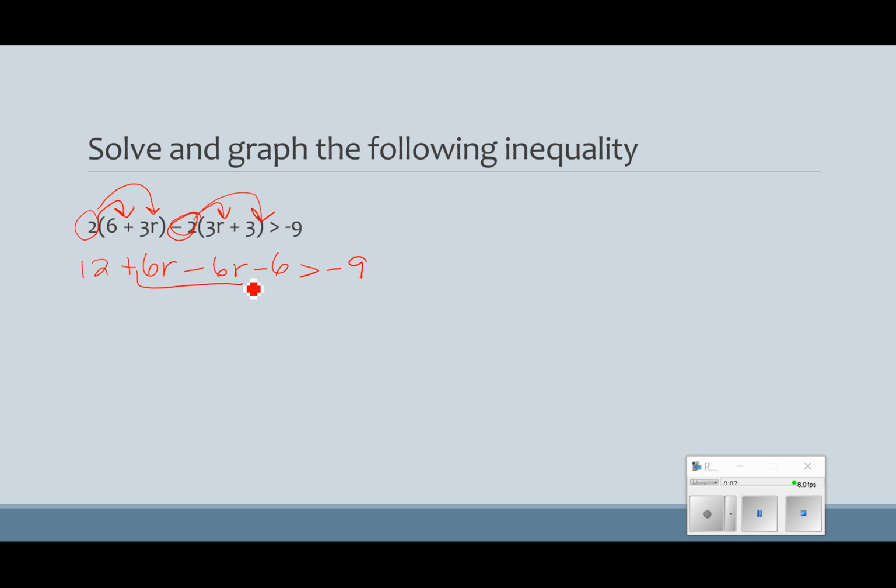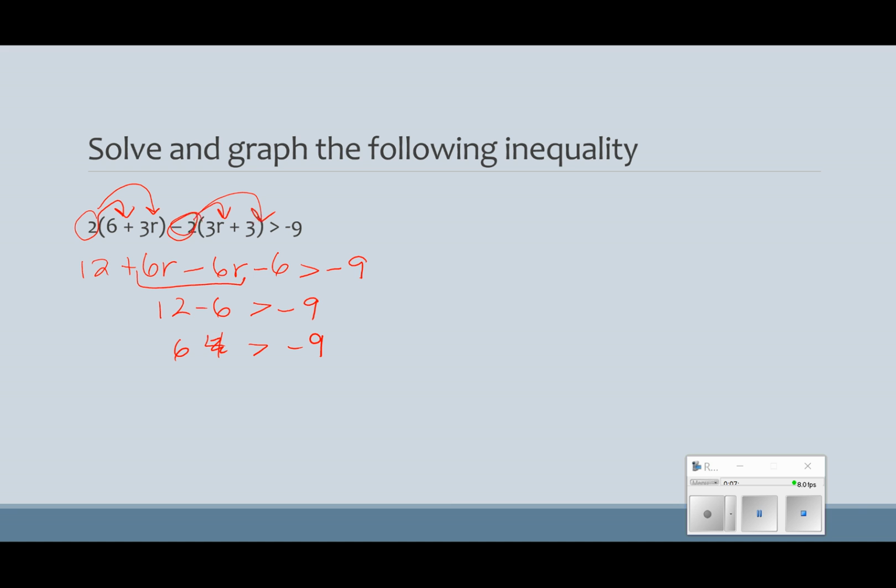If I combine my like terms, 6r minus 6r cancels out. So I'm left with 12 minus 6 is greater than negative 9. And then 4 is greater than, or sorry, 6 is greater than negative 9.